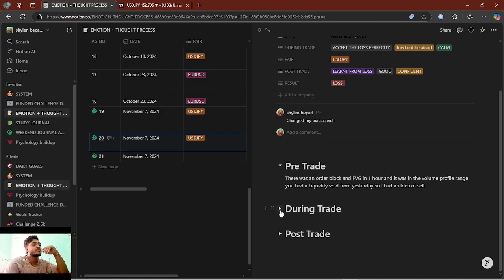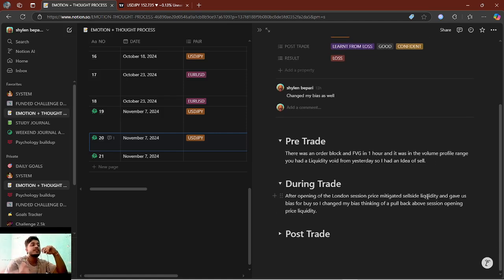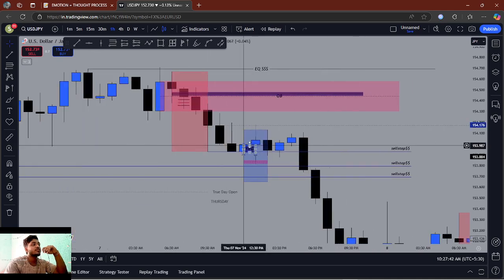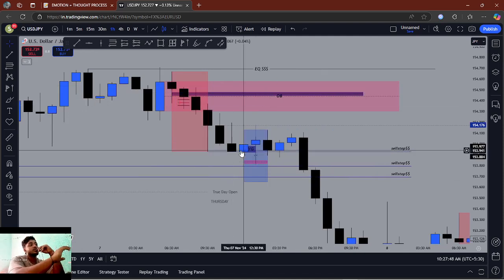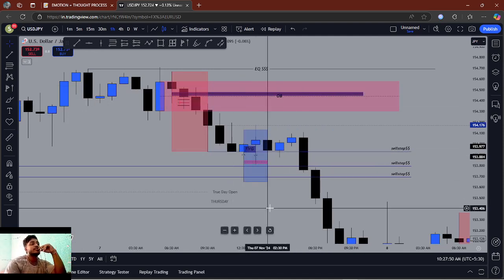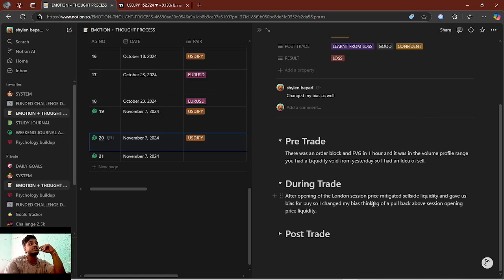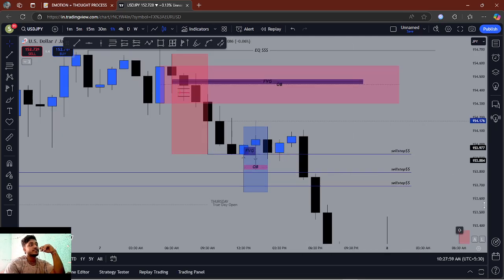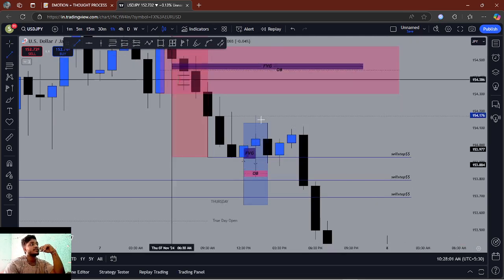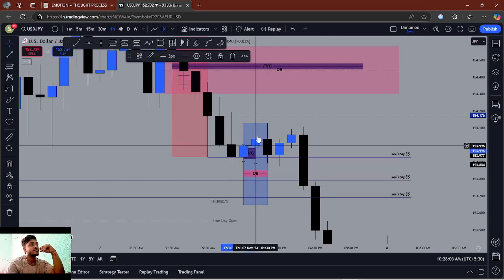So how did things happen during the trade? What happened after the opening of the London session? Here you can see that after the opening of the London session, instead of pushing higher, price pushed down and took out all of the sell side liquidities here. So that's when I changed my bias, thinking of a pullback above the session opening, right? This is the session opening price, as you can see here.